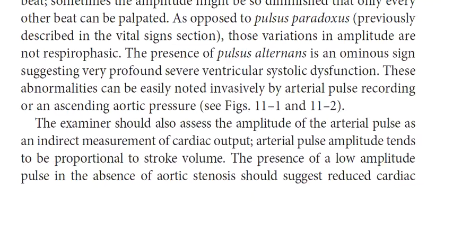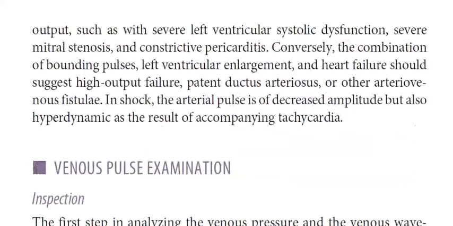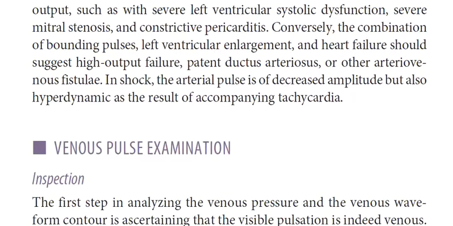The examiner should also assess the amplitude of the arterial pulse as an indirect measurement of cardiac output. Arterial pulse amplitude tends to be proportional to stroke volume. The presence of a low amplitude pulse in the absence of aortic stenosis should suggest reduced cardiac output, such as with severe left ventricular systolic dysfunction, severe mitral stenosis, and constrictive pericarditis.